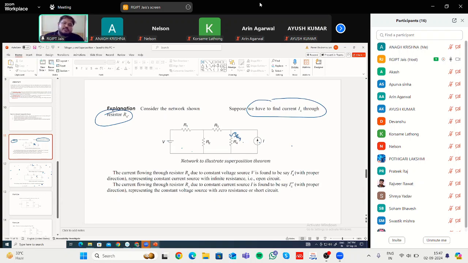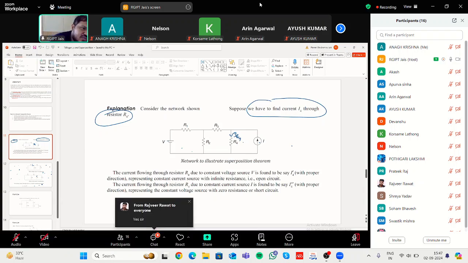This is the question. Have you understood, Rajveer? What is the question asking you? It is asking you to find the current through the R4 resistance when there are two independent sources, one a voltage and the other a current. Now you can apply whatever theorems we have done and find out.